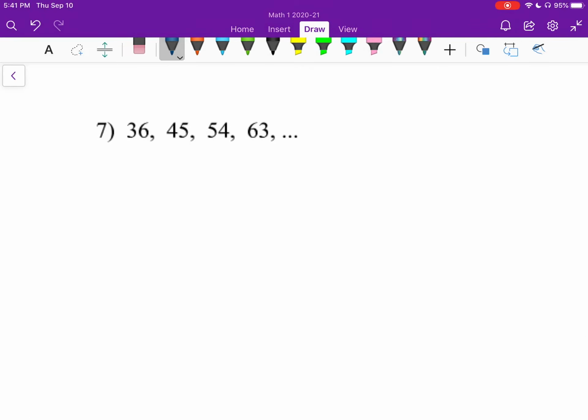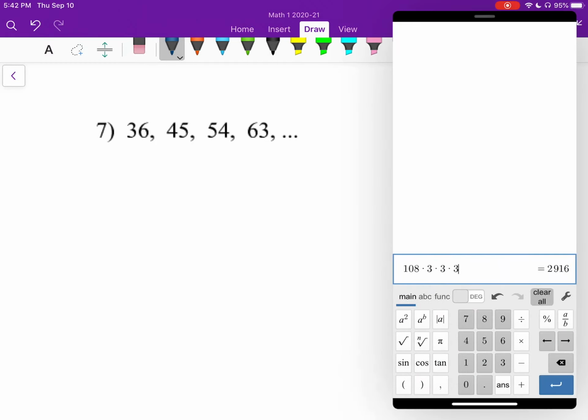All right, number 7. I don't know. It looks like they would add. I'm thinking, what is 36 plus what gives me 45? 36, I'm thinking plus 9. Yep, so here I would add 9.